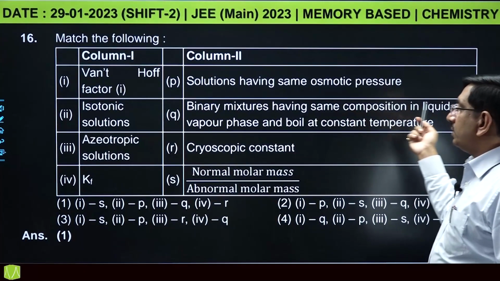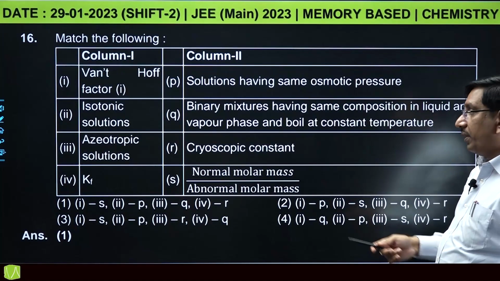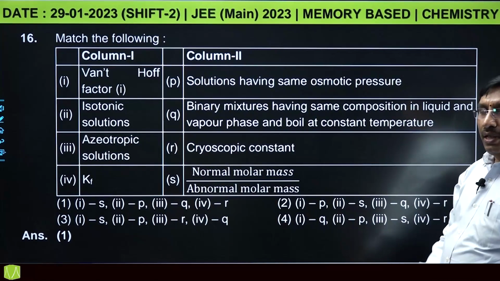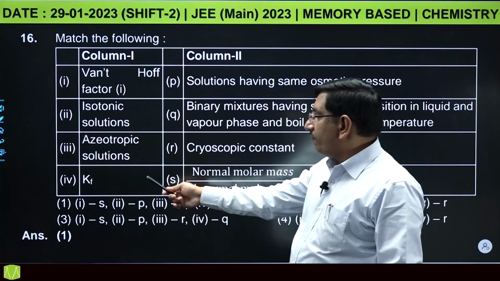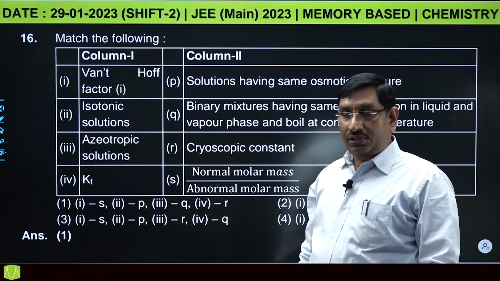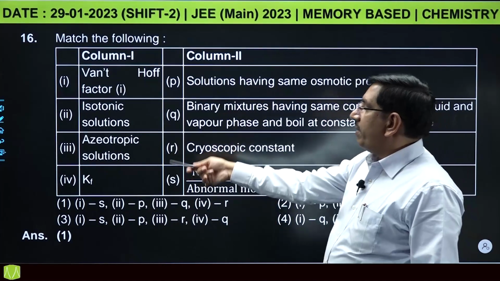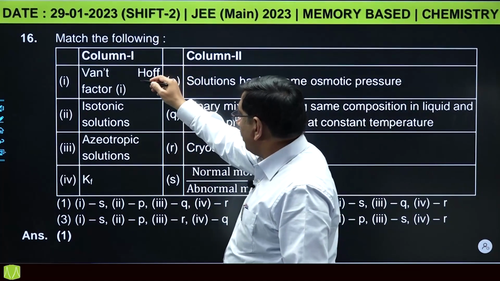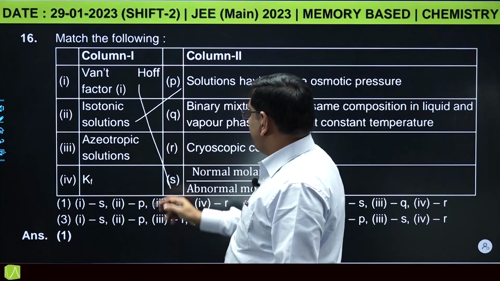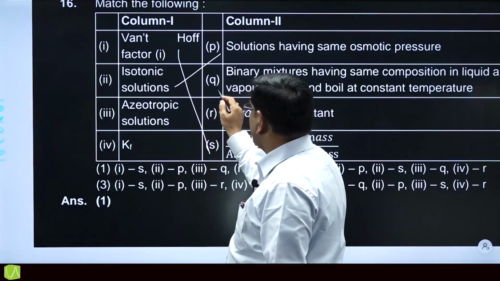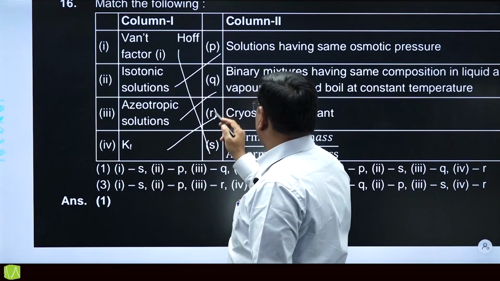Azeotropic mixtures means the mixtures having the same composition in liquid and vapor phase and boiling at constant temperature. These are said to be the azeotropic solutions. And Kf is nothing but the cryoscopic constant. So, we have to match like this, that is, Van 't Hoff's factor is S, isotonic solutions is P, azeotropic mixtures is Q and Kf is the cryoscopic constant.